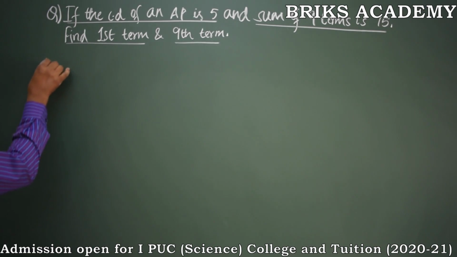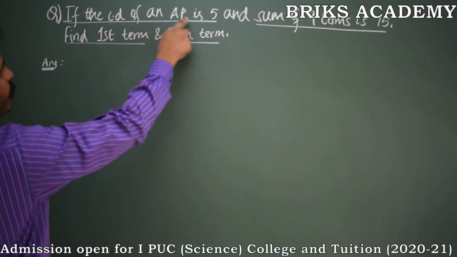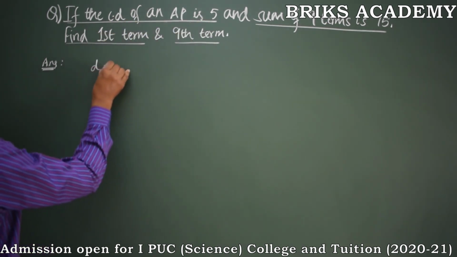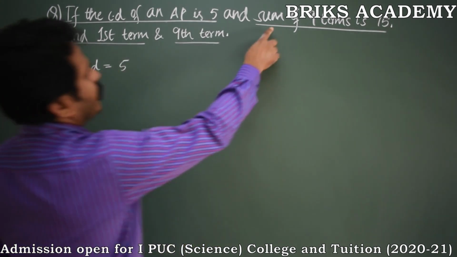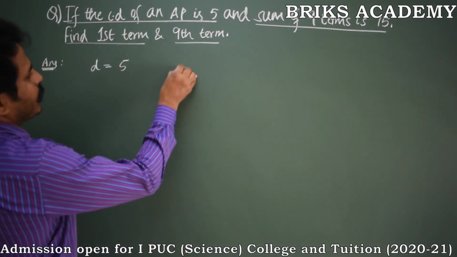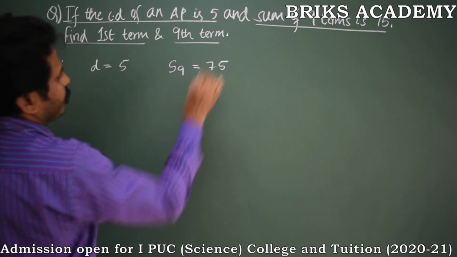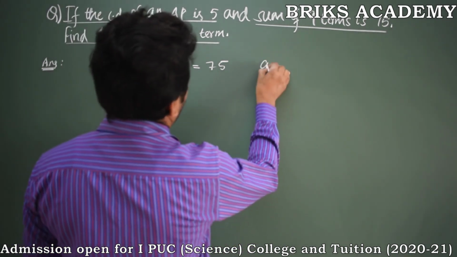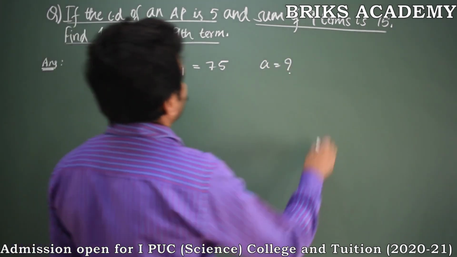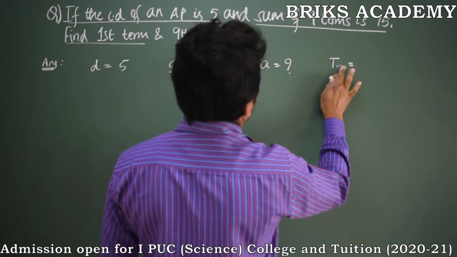What have they given? First we will think about what they have given, then we will check what we have to calculate. The common difference of an AP is 5, that is given. And the sum of 9 terms is given, that is 75. They ask you to find out the first term and to calculate the ninth term.